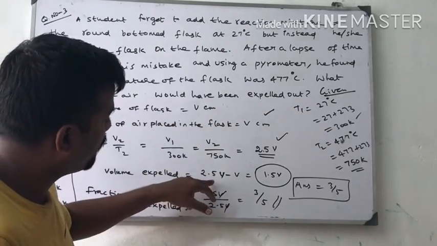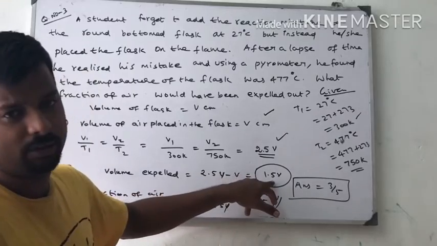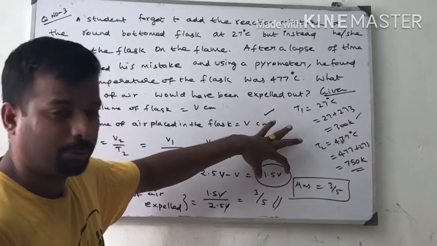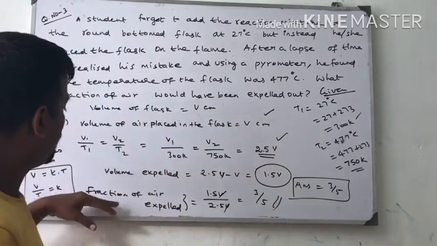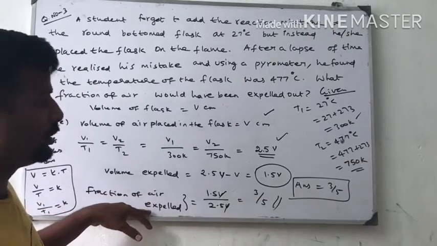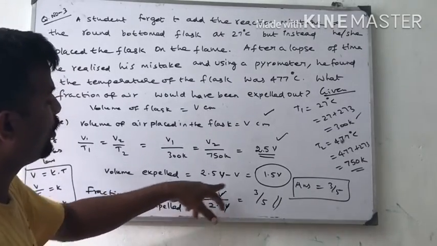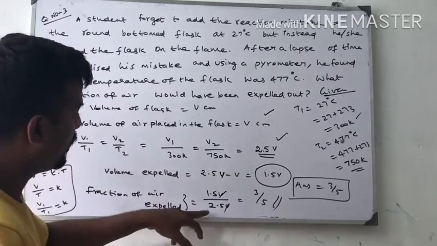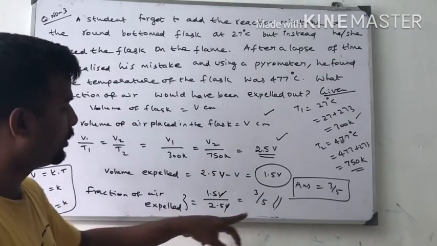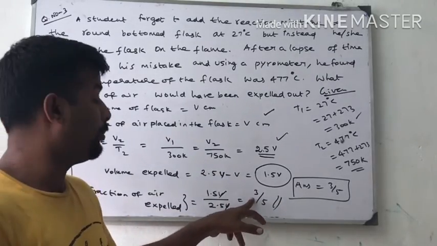The value is 2.5 V minus V, which is equal to 1.5 V. The air alone is expelled. The fraction of air expelled is 1.5 V, the air expelled, divided by the total volume 2.5 V, which is 3 by 5. This is the answer.